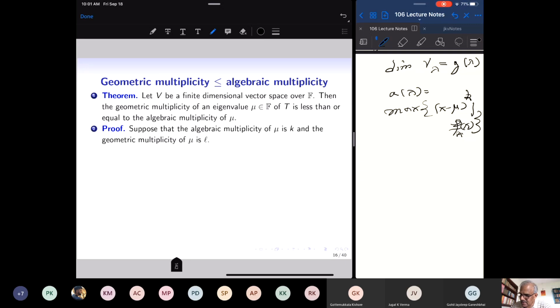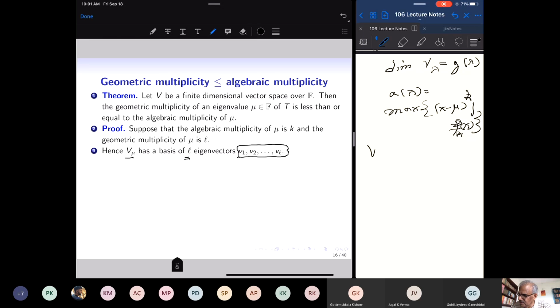And suppose the geometric multiplicity is L. So L is the dimension of the eigenspace corresponding to eigenvalue mu. So I have these two numbers associated with this eigenvalue. The eigenspace is V mu and its dimension is the geometric multiplicity L. That means V mu has a basis consisting of L eigenvectors. I can find L eigenvectors inside the eigenspace which form a basis of V mu.